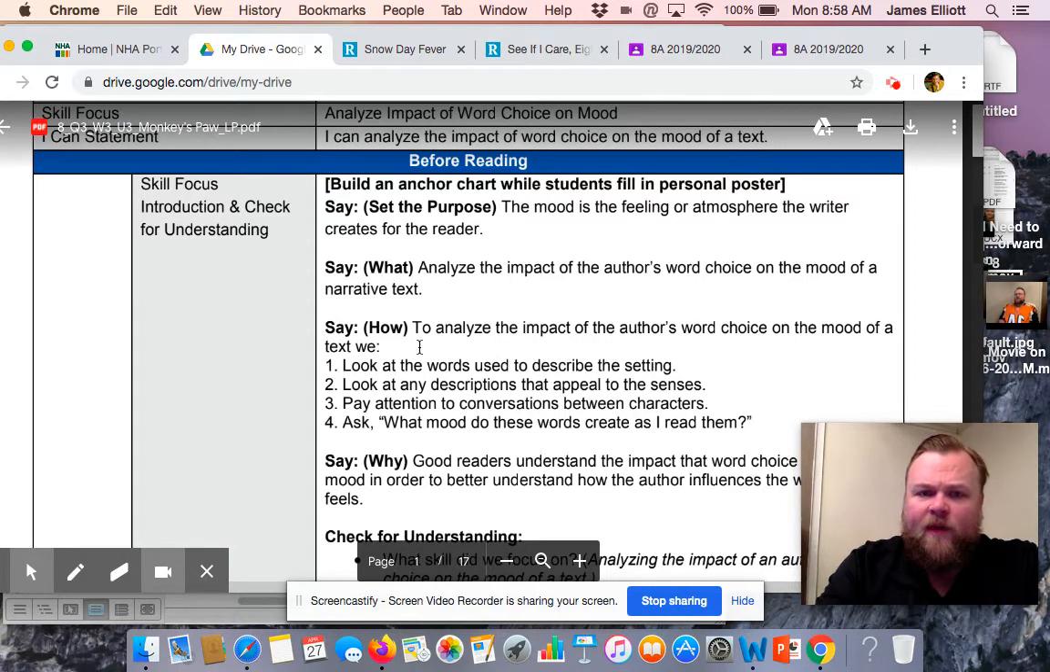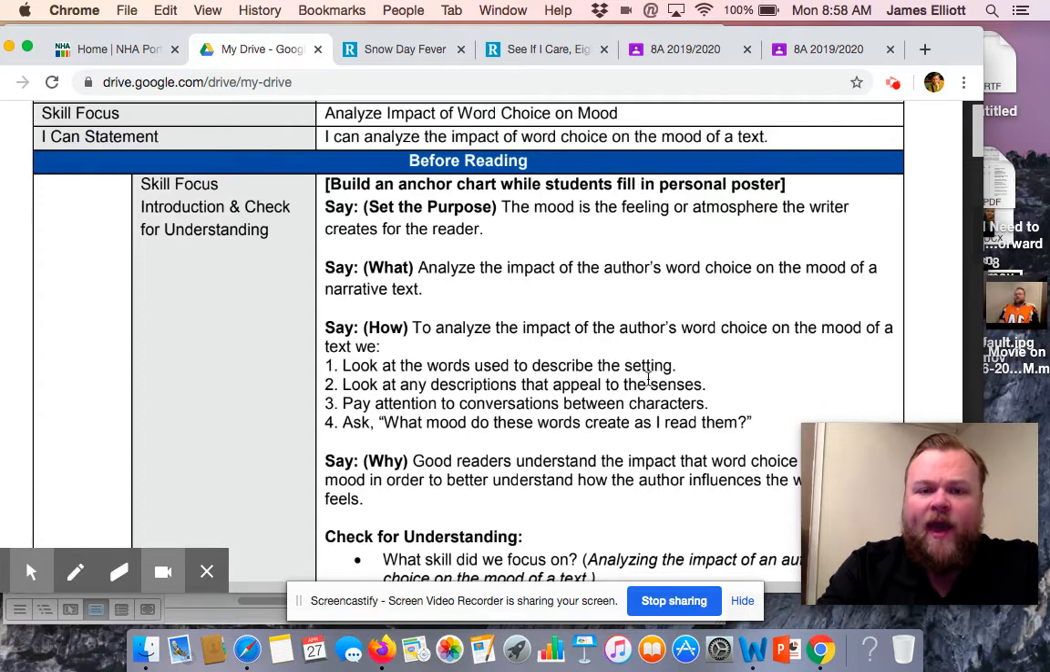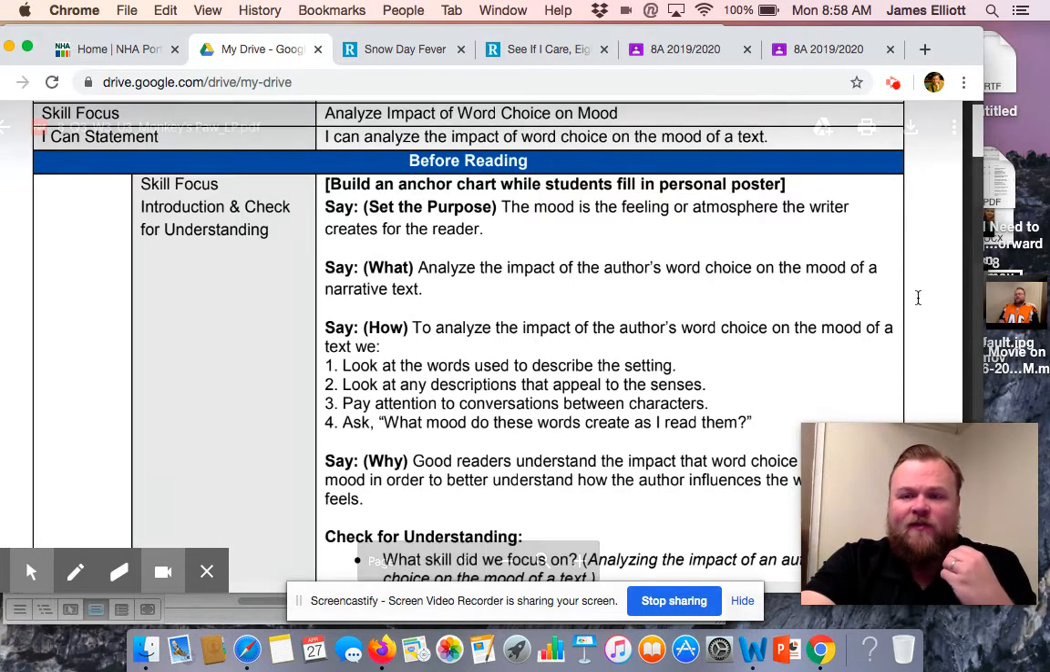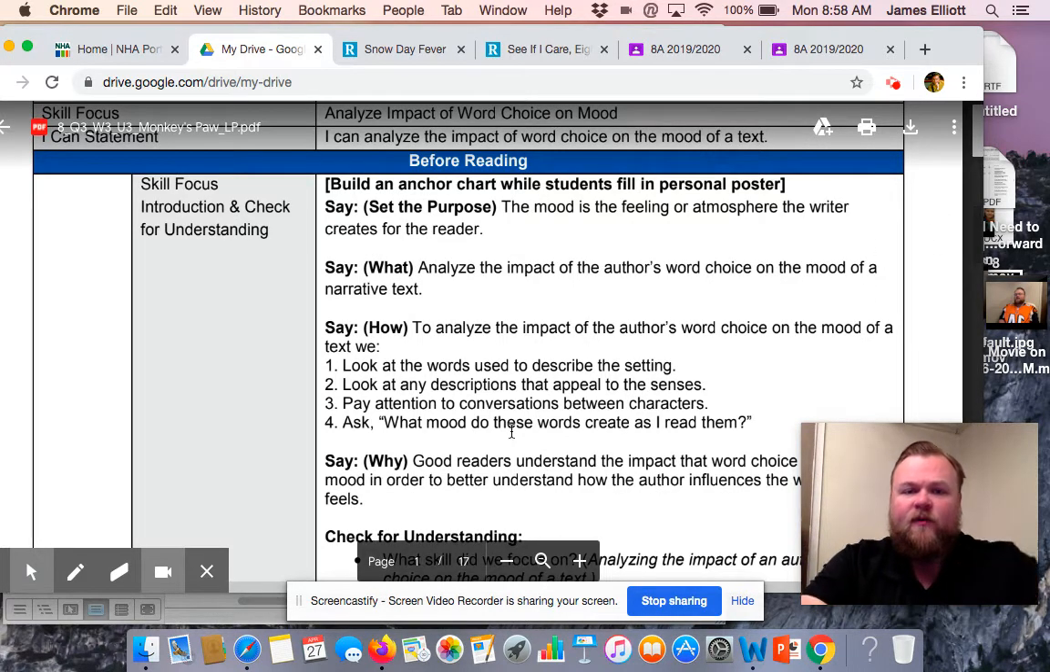So, by the way, pay attention to this part because it will have something to do with your exit slip. To analyze the impact of the author's word choice on the mood of a text, we're going to do four things. First, we look at the words used to describe the setting. And if you remember, I was very big on talking about explicit word choice. It's very specific, and it's used to make you guys feel a certain way.